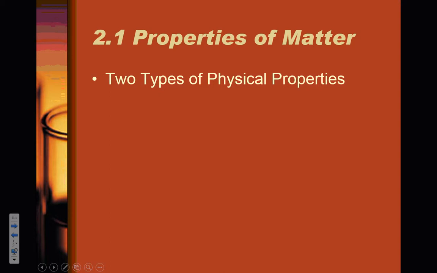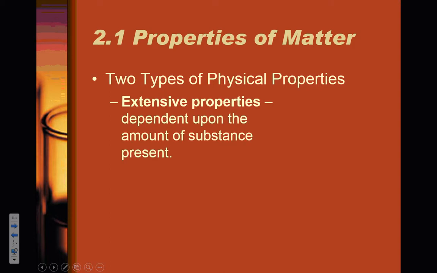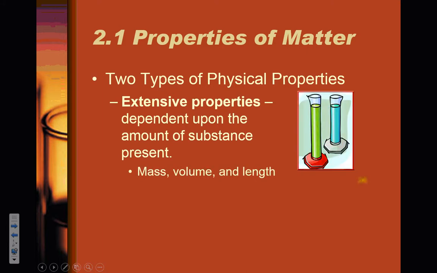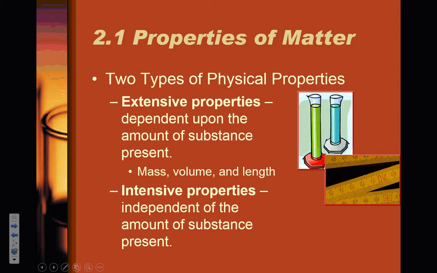Now, there's two different fundamental types of physical properties. The extensive property, which is dependent upon the amount of substance present, and that would be like mass, volume, and length. Those would be extensive properties. When you have more, its mass is going to change. When you have more, its volume is going to change. And when you have more, its length might change. So those are extensive physical properties.